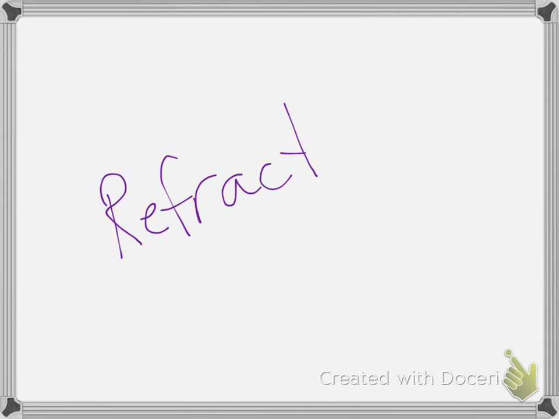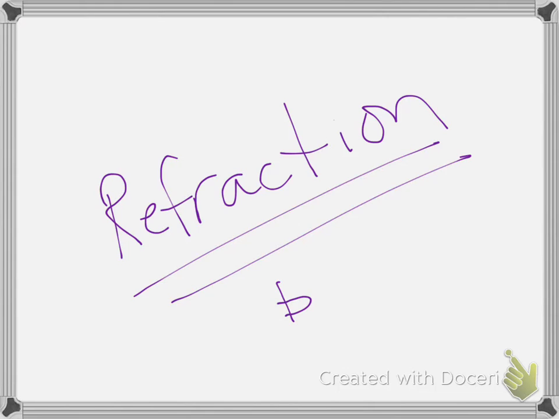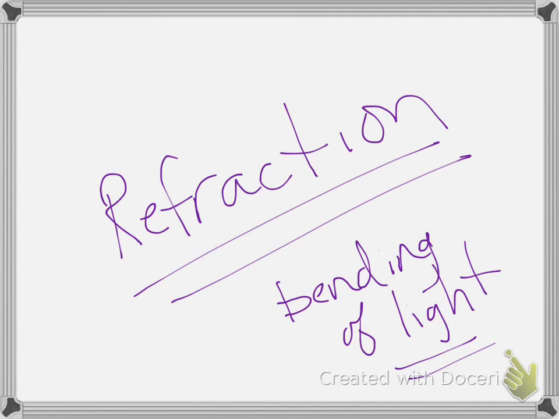Alright, today's lab you're going to be looking at the idea of refraction. So just to remind you, refraction is the bending of light. And the reason it's bending is because we're going from one medium to another. So for example, you're going from air to water, or air to oil, air to glass. All those are changing mediums. So we're going to examine what happens to the light as it goes from one medium to another.